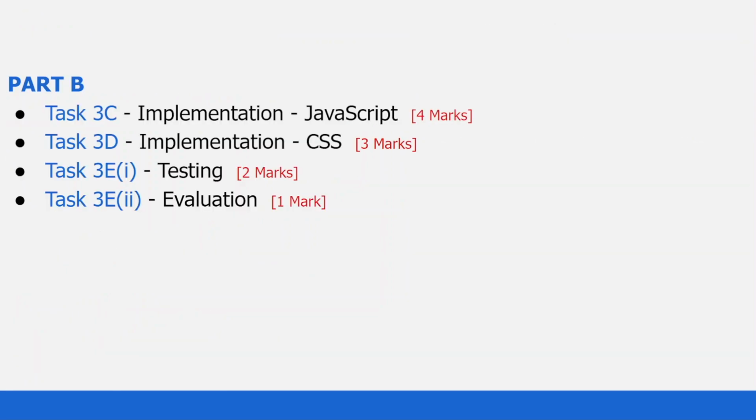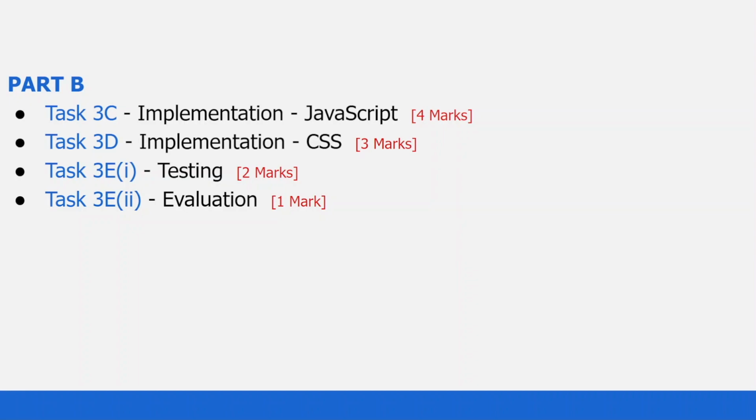Now that we've completed part A, we will hand that to our teacher and move on to part B. In part B, we're required to implement different aspects of the website. You'll notice that task 3C refers to JavaScript. Task 3D is about CSS.